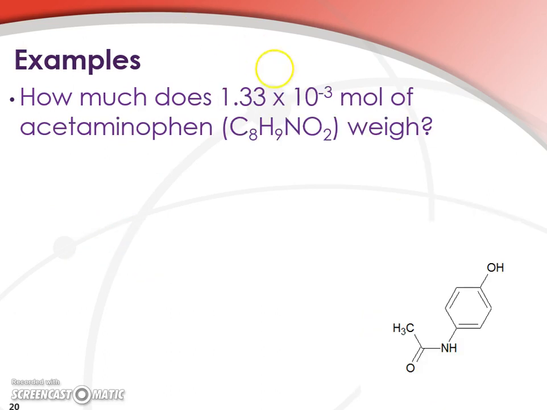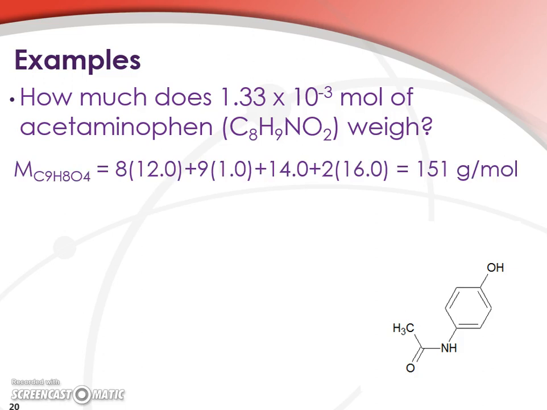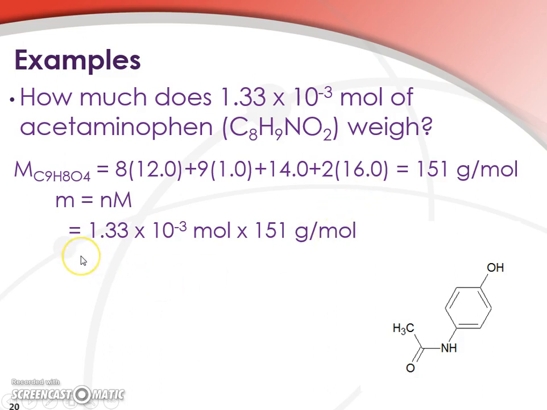And as long as we're comfortable with standard scientific notation, we can do the same thing for much smaller numbers of moles. In this case, we want to get the mass of 1.33 times 10 to the negative 3 moles of acetaminophen. It's the exact same process. We calculate the molar mass of acetaminophen, in this case 151 grams per mole, and then we simply multiply that times the number of moles, and we get 0.200 grams, or 200 milligrams, a standard dose of acetaminophen.